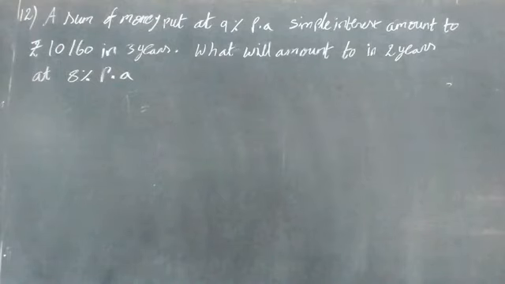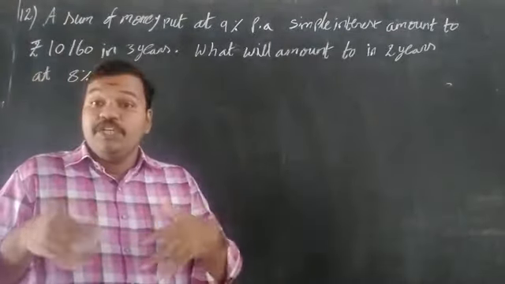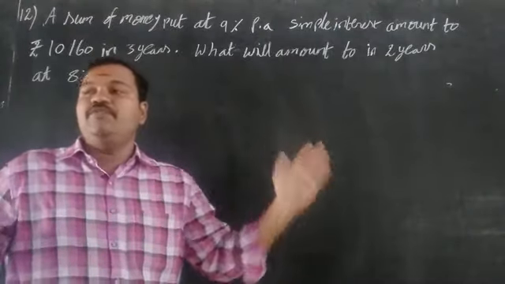He took it for 3 years and got 10,160 at 9% per annum. Here the rate of interest is changed. That means in the previous case it was 9% for 3 years, and now it is 8% for 2 years. For 8%, for 2 years only, how much will he get? We have to find. To do this sum, the amount is given and the principal is not given. Which method do you have to follow? Expansion form.